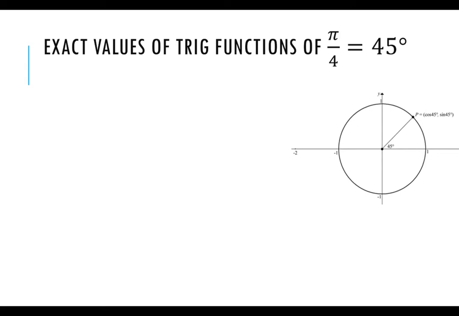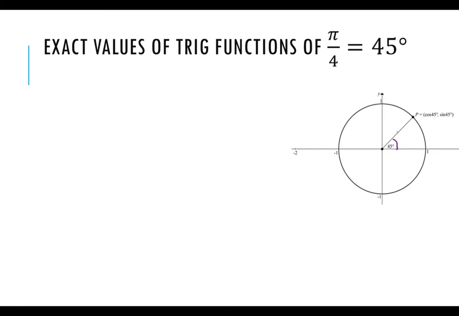Well, when we're dealing with a 45 degree angle, of course, this is what a 45 degree angle would look like, right? That point P is in the first quadrant. But via my definitions, I do know that x has to be the cosine of 45 degrees, and I know that y has to be the sine of 45 degrees. This is the definition.